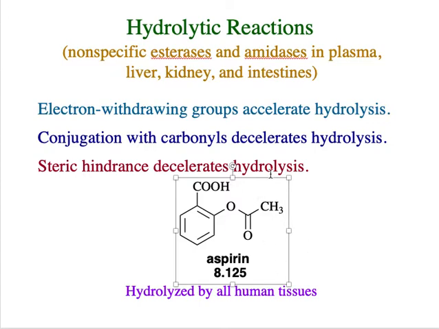So here's an example. Aspirin is going to be hydrolyzed. It's going to hydrolyze this ester back to salicylic acid. And so it's going to be the alcohol and the carboxylic acid. And that's going to happen in all human tissues, your blood, everywhere has got these esterases that are going to do that. So that's what happens to aspirin.